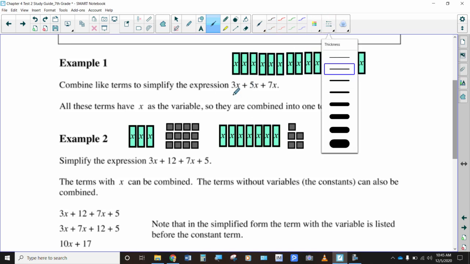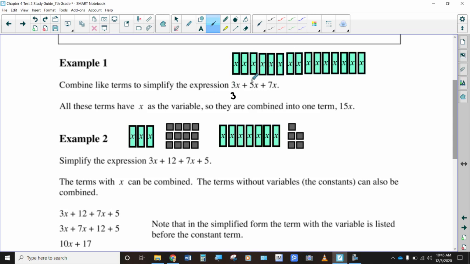We're going to add together each of our coefficients. Those are the number parts of these terms. So you're going to add the 3, the 5, and the 7. And once you add those together, that total sum is going to be what you multiply times x. So 3 and 7 make 10, and 10 and 5 make 15. So the answer to this is 15x.